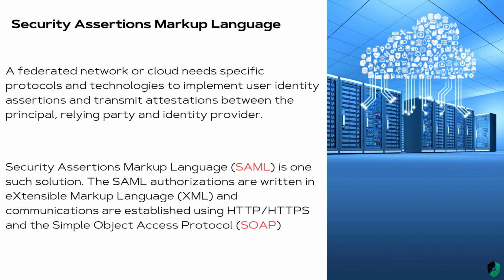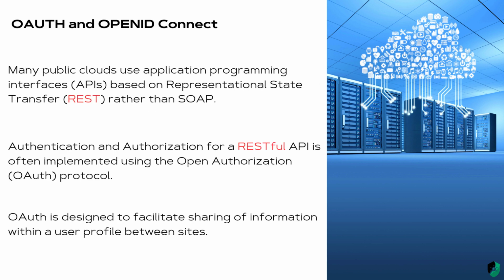Now, how do we solve this? We can make use of a very powerful language known as the Security Assertions Markup Language, the SAML. Now, the SAML authorizations are written in Extensible Markup Language, XML, and communications are established using the HTTP, HTTPS, and the Simple Object Access Protocol, SOAP. However, many public clouds will use Application Programming Interfaces, APIs, based on representational state transfer, REST, rather than SOAP.